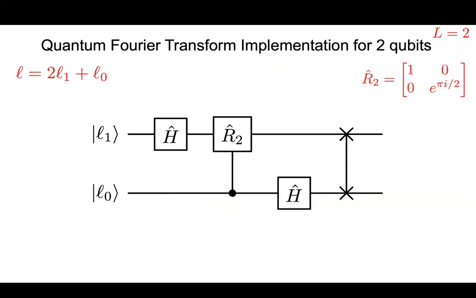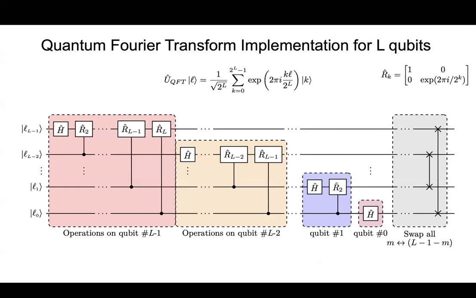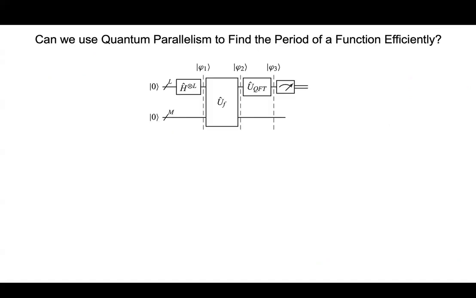The state starts as ket L1, L0. A Hadamard is then applied on the upper qubit, followed by a controlled phase gate, then a Hadamard on the lower qubit, and finally the swap gate is applied on the 2 qubits to obtain the Fourier transform here. This can be extended to a general L-qubit state, where the quantum circuit to achieve that looks like this. Now that we know how to implement UQFT, we can use it in the following way in this generic quantum algorithm with the multiple Hadamards and the function evaluation unitary to find the period of function f.